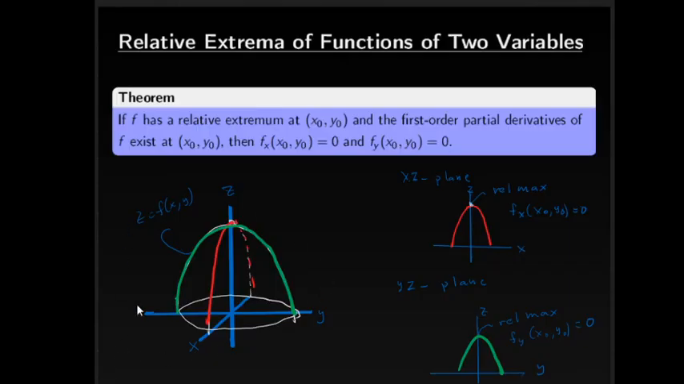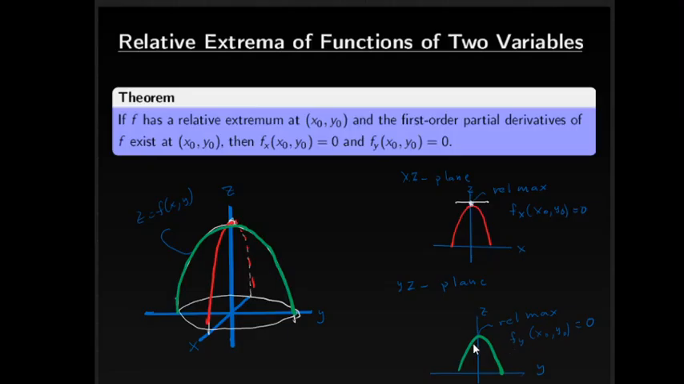So let's say we have this graph which has a relative maximum at this point. Now, the curve in the x direction is this red curve, which clearly also has a relative maximum at the same point. So the slope of the tangent line at this relative maximum must be 0. So in other words, the partial of f with respect to x, since we're in the direction of the positive x-axis, must be 0.